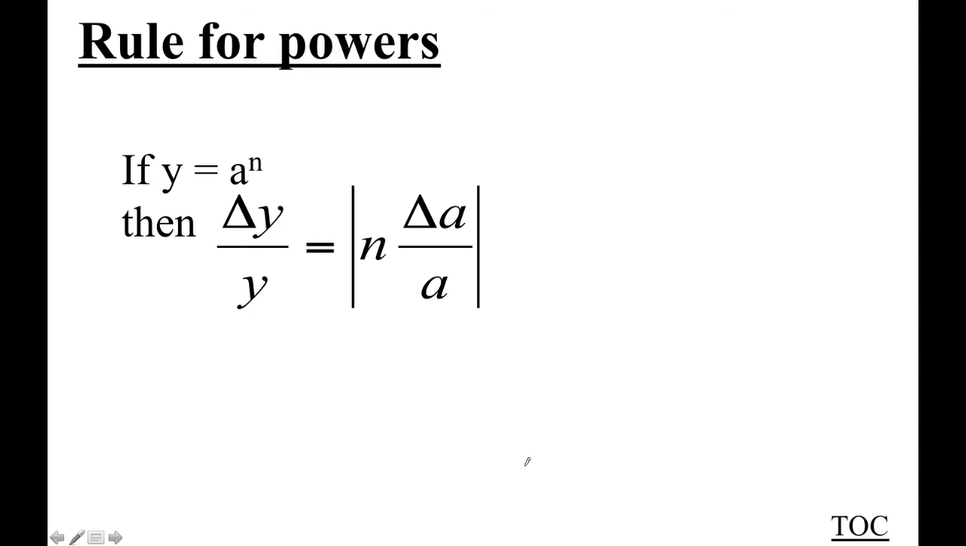Okay, this is the rule for powers. Now, I used to just sort of have kids infer this, but this is now officially in the data packet, right? So if y equals a to the n, then you just put the n out in front there.